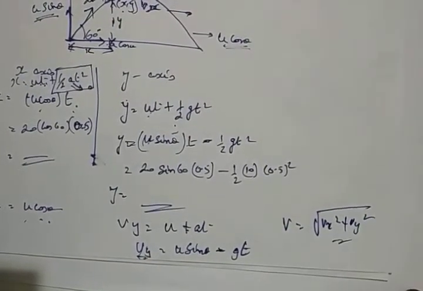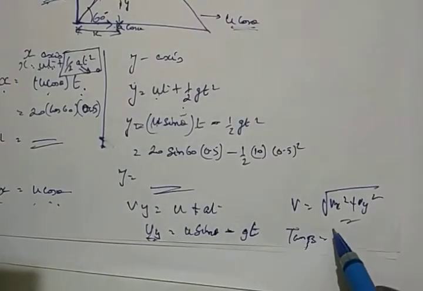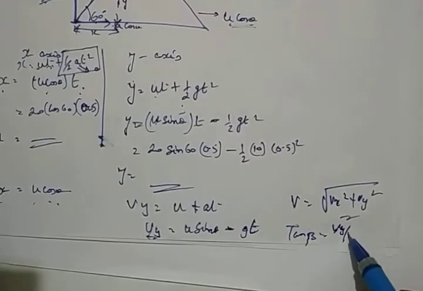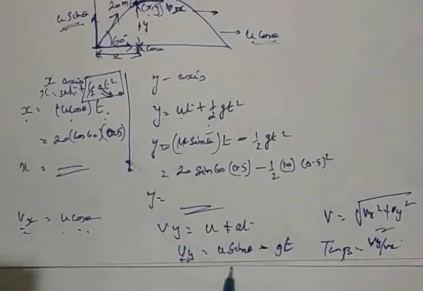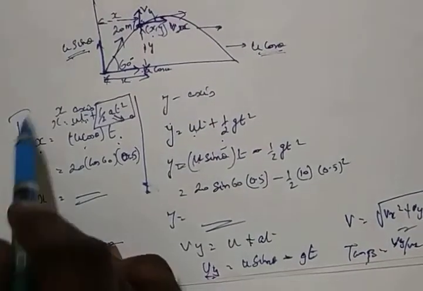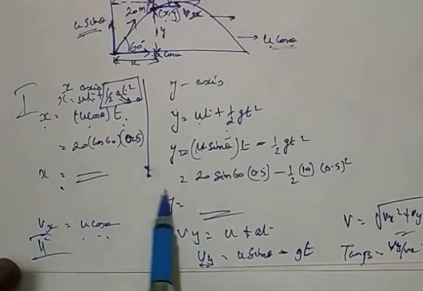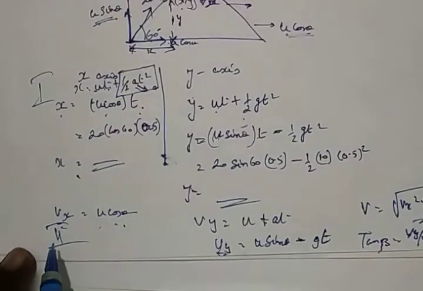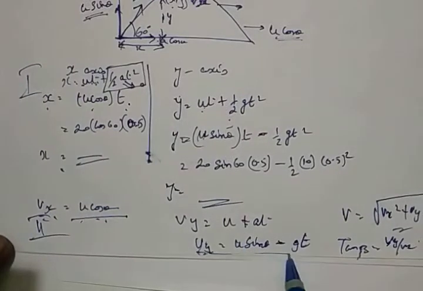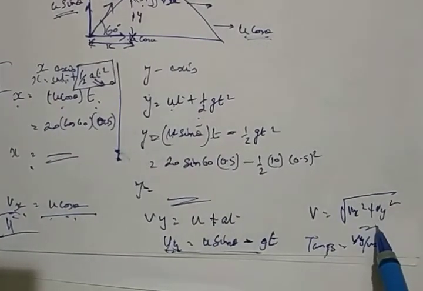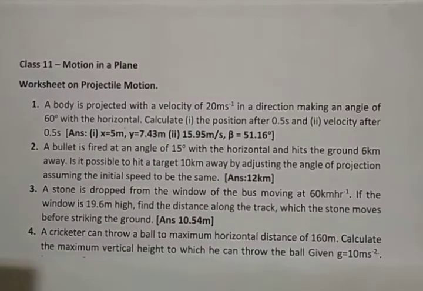Please try to do this one separately yourself. And then tan beta, you need to find it is Vy upon Vx. So you have to find the ratio of this also. The first question has two parts. This is the first part. This is the second part. The first part is x distance and y distance you need to find out. And the second part is velocity along the x-axis, velocity along the y-axis, and then you need to take the resultant here. So that is the first question.